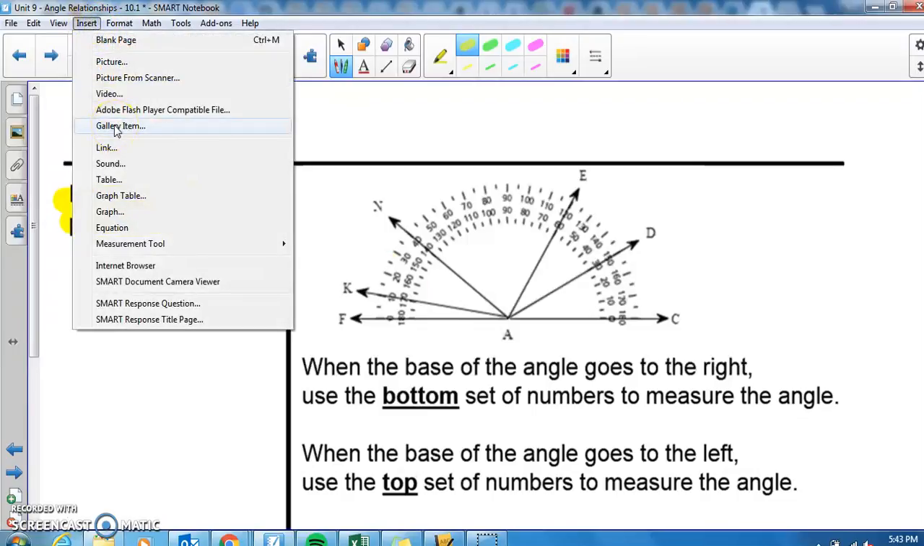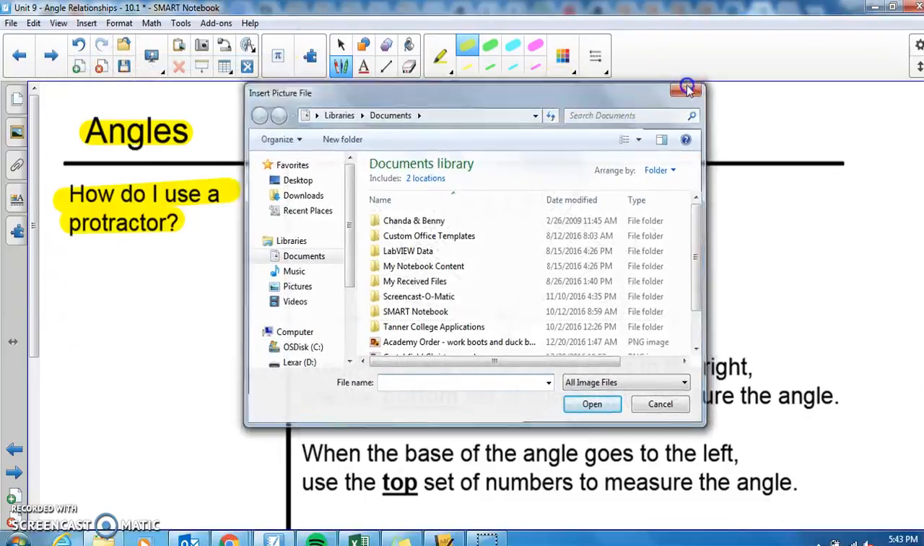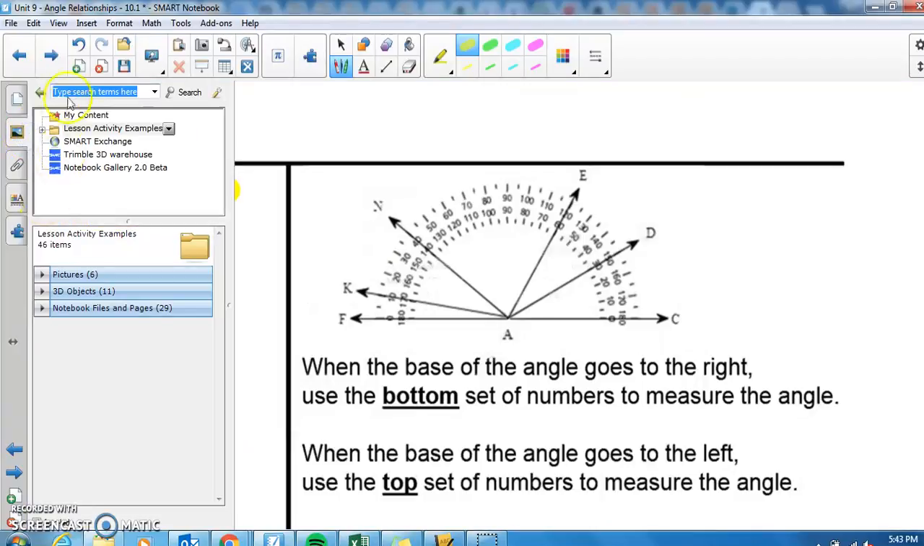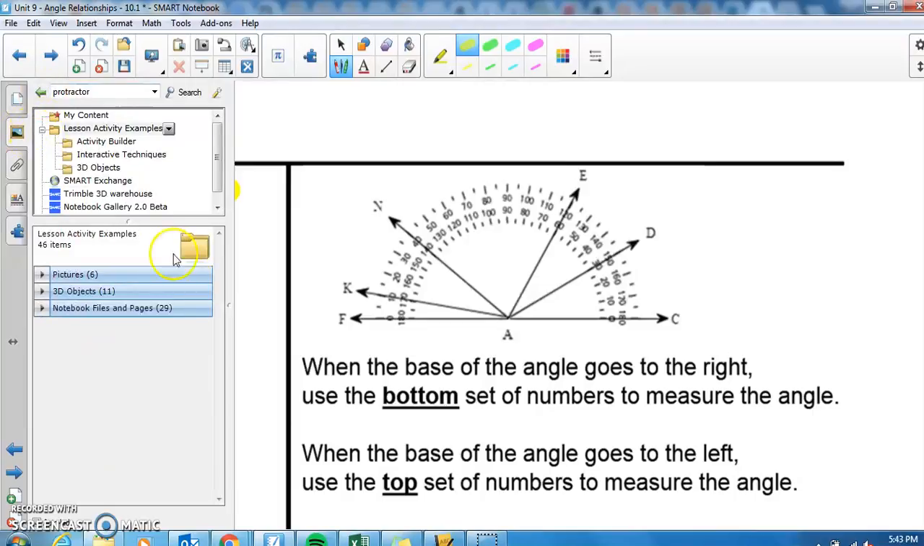Let me see if I can find something here for you. No, I don't want that one. I want this right here. Well, I thought I might be able to find a picture of a protractor. But anyway, you know what a protractor looks like. This is it right here on the left side, or the right side.